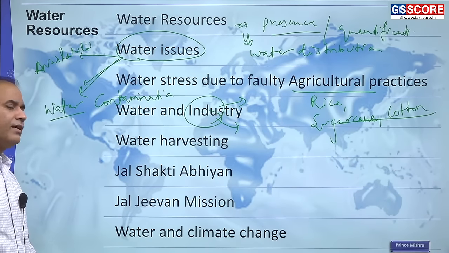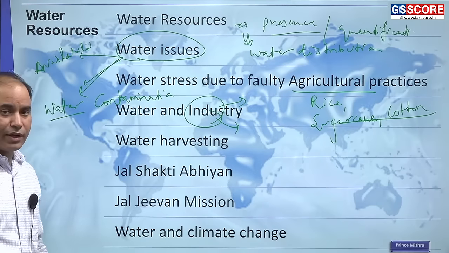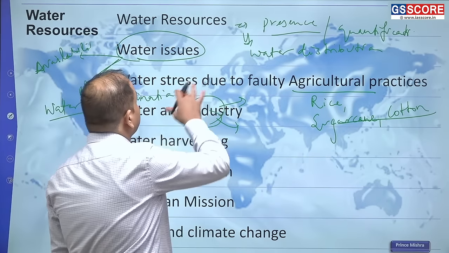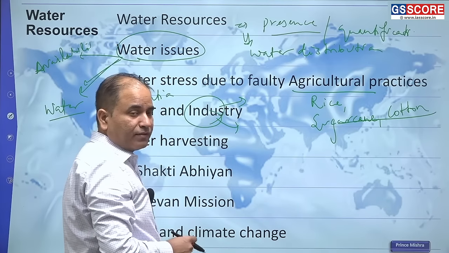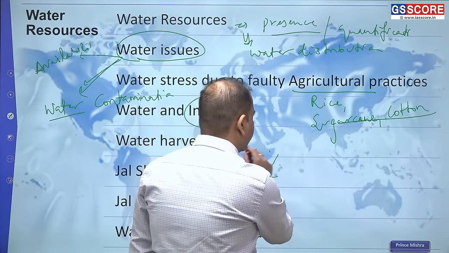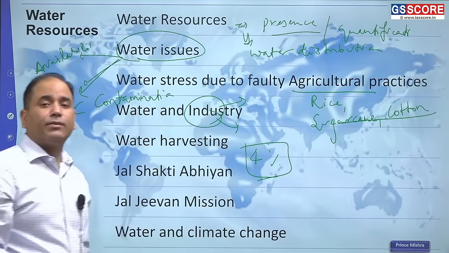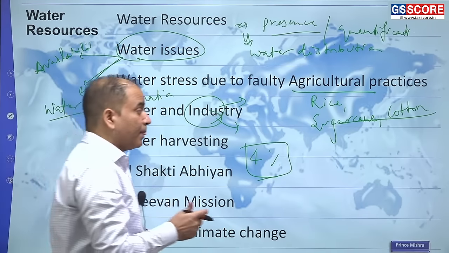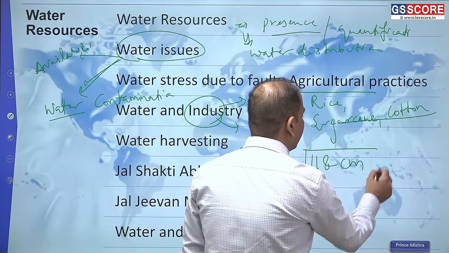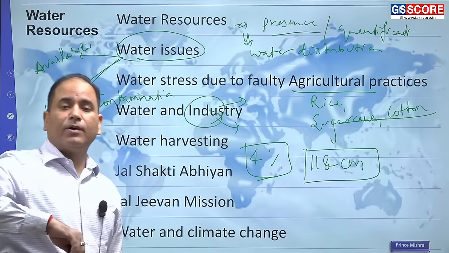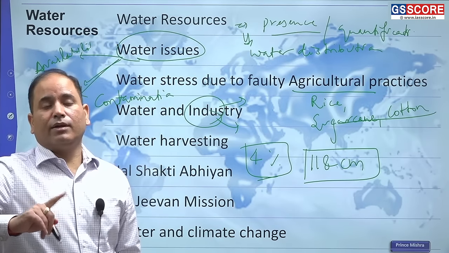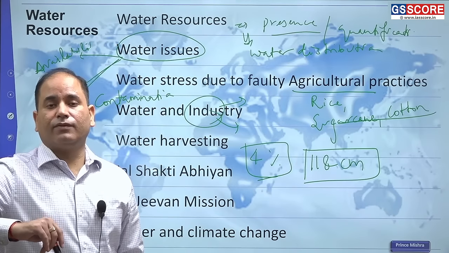Then we have the issue of harvesting. Rainwater harvesting is a key component, because when you study water resources, you will find India has a good amount of water. It is not that our country does not have water; in fact, India receives around 118 centimeters of annual rainfall. So we have a sufficient amount of groundwater and rainwater, but still we are facing the issue of water.